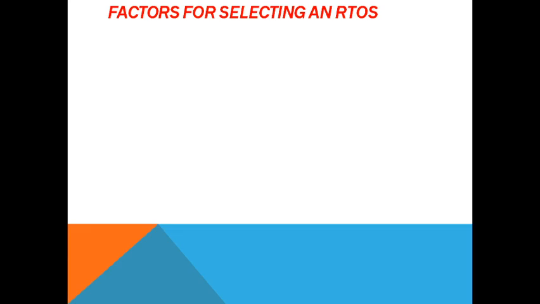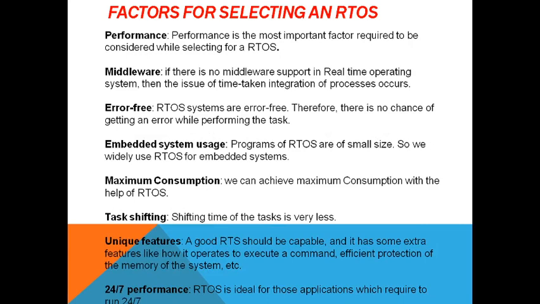contact the kernel. Now a very important point: factors for selecting an RTOS. We know that embedded systems are of three types, soft, medium and hard, as well as some more types of embedded systems which are based on their use.